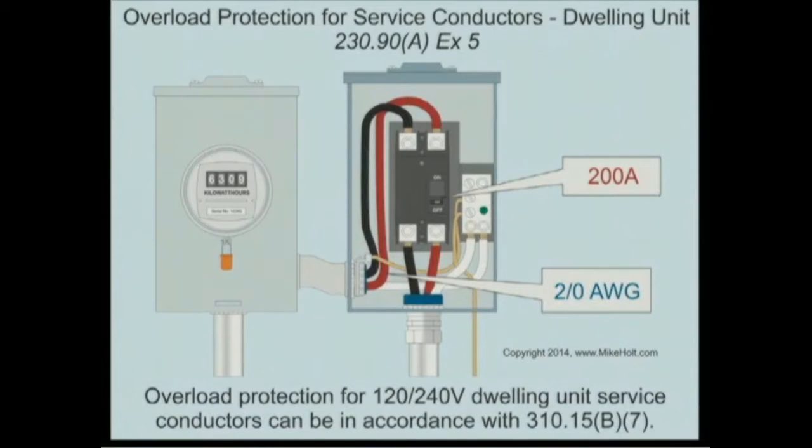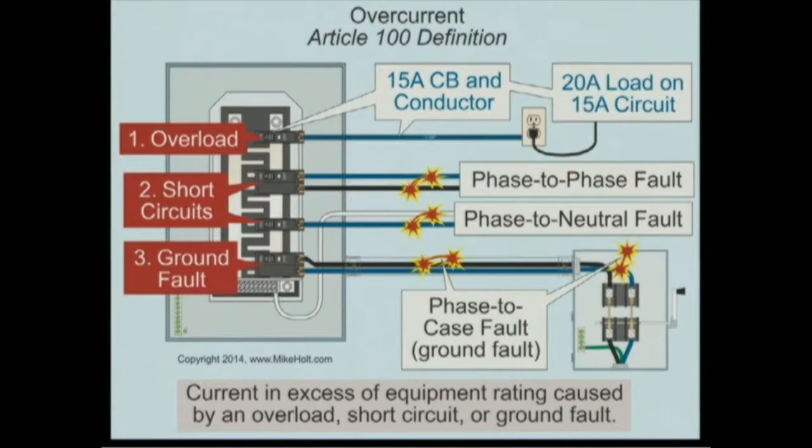Let's take a look at this graphic right here. This is the service disconnect means. Here are the service conductors. This breaker cannot protect these conductors against short circuits and ground faults. It's the line side. So I can't have this as the overcurrent protection, because overcurrent protection means protection against overload, short circuit, and ground fault. So we're starting to get a little subtle here.